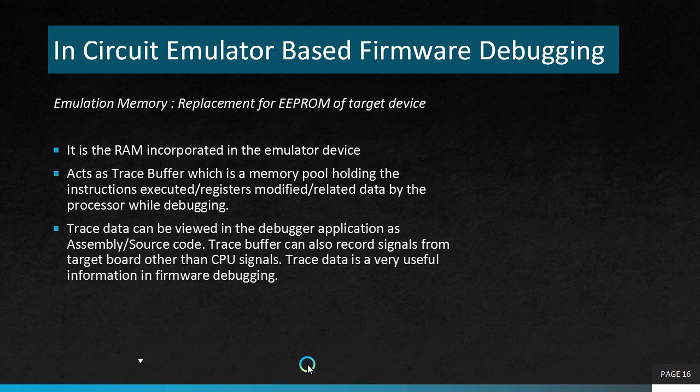cache bus cycle in frames. Trace data can be viewed in the debugger application as assembly or source code. Trace buffering can be done on the basis of a trace trigger, that is an event. Trace buffer can also record signals from the target board other than CPU signals. Trace data is very useful information in firmware debugging.